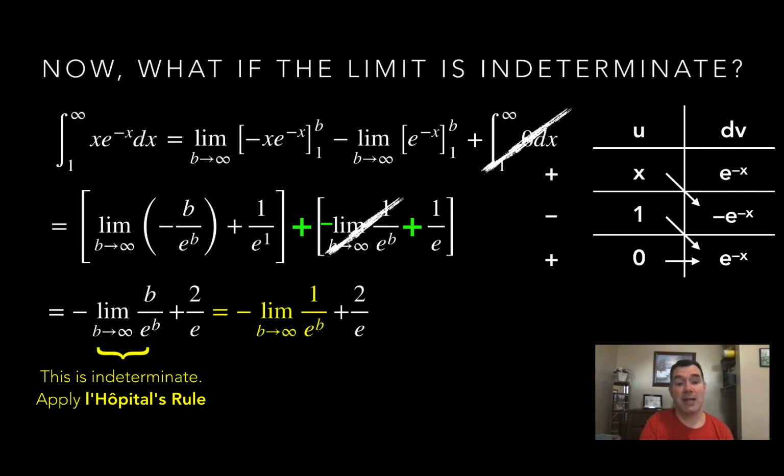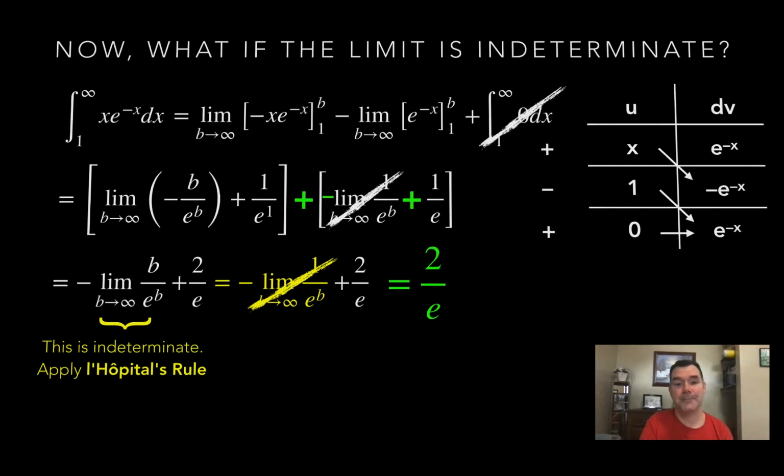So the derivative of the top is just going to be 1, and the derivative of the bottom is going to be e to the b again. So now I can find the limit of this. It will not be indeterminate again. It will actually be 0. So my answer will simply be 2 over e.